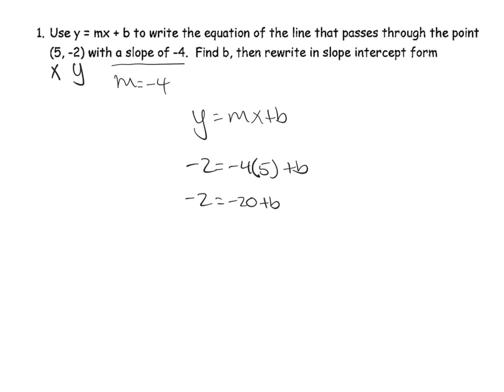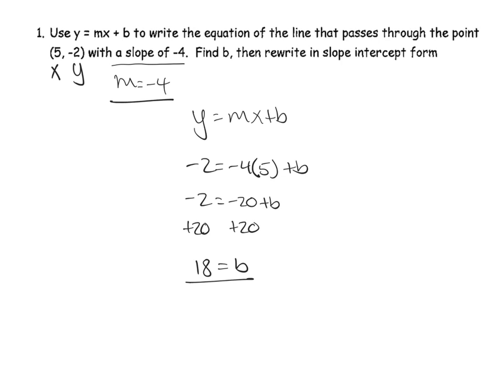Now my third step, on the board it says solve for b. So how can I solve for b? Add 20 to both sides. I want to get this b by itself. So now b equals negative 2 plus 20. What's negative 2 plus 20? 18. So I have b equals 18, and I have m equals negative 4.